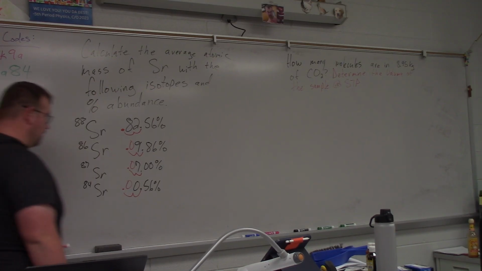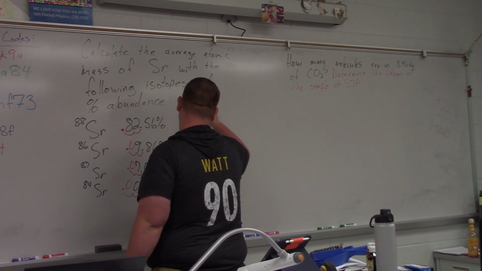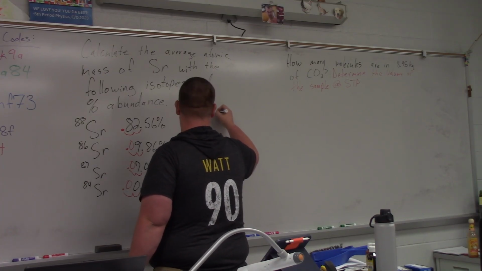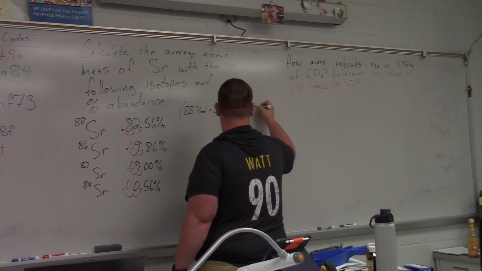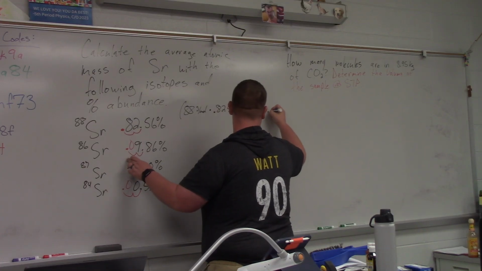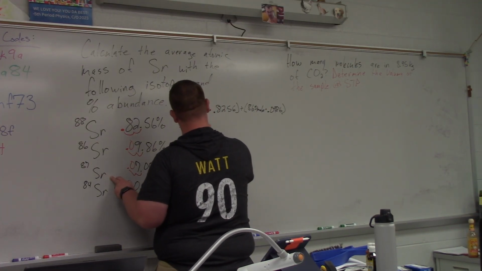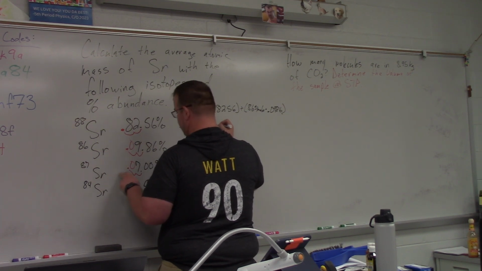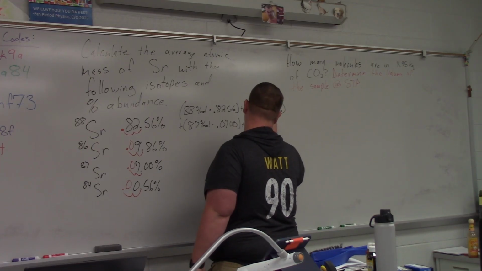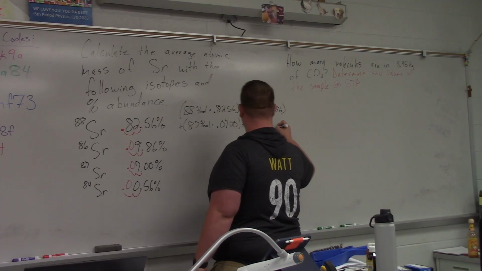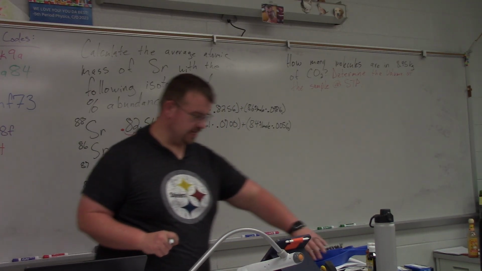Then we can fill it all in, so it would be 88 AMUs or grams per mole, however you want to do it, times 0.8256, plus 86 grams per mole times 0.0986, plus 87 grams per mole times 0.0700, plus 84 grams per mole times 0.0056. Throw that all in a calculator and we will get an answer.